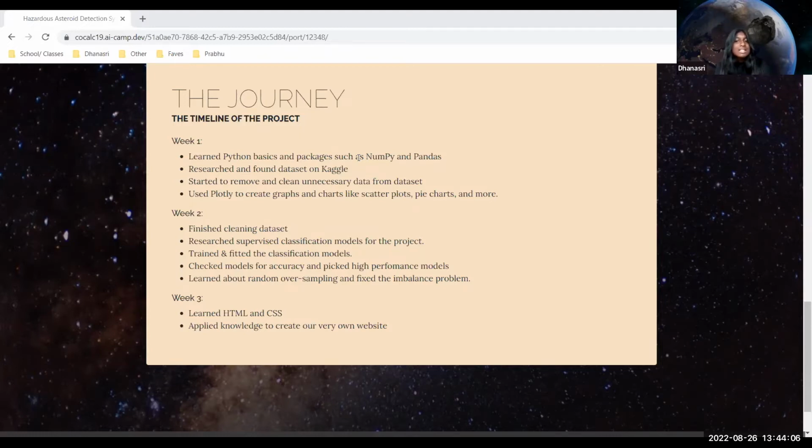Week 2, we finished cleaning the data set. Then we researched some supervised classification models for the project. We trained and fitted the classification models and picked the highest performing models for the final project. Then we learned about random oversampling and fixed the imbalance problem that I will tell you more about further on. Week 3, we learned about HTML and CSS and applied our knowledge to create this very website.